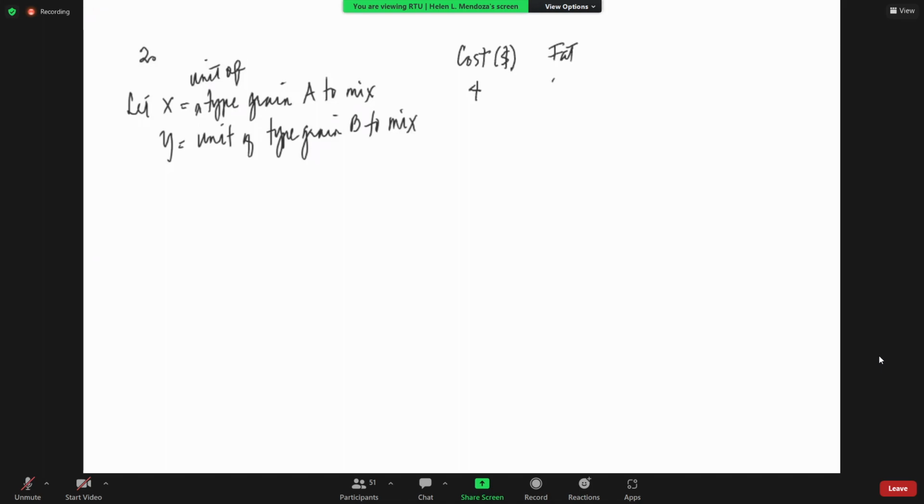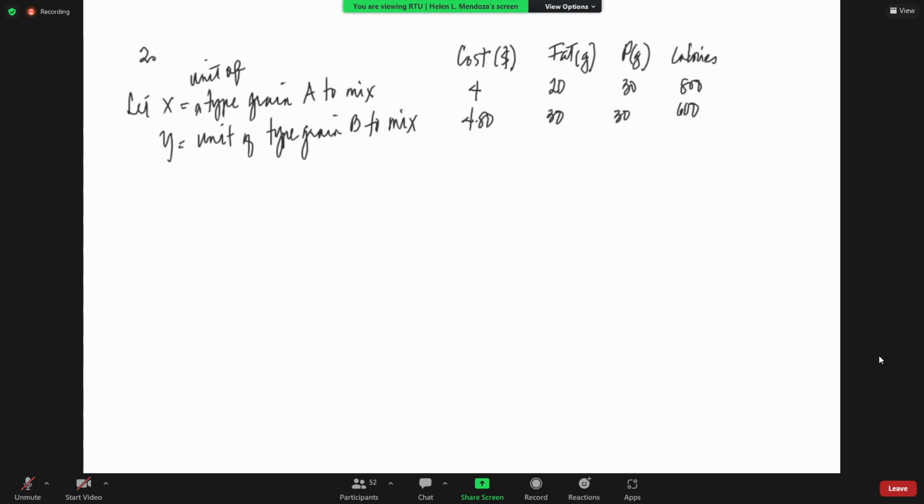So we have fat in grams. 30 grams of protein. So protein in grams. And 800 calories. So 800. Each unit of grain B costs 4.80. Contains 30 grams of fat, 30 grams of protein, and 600 calories.